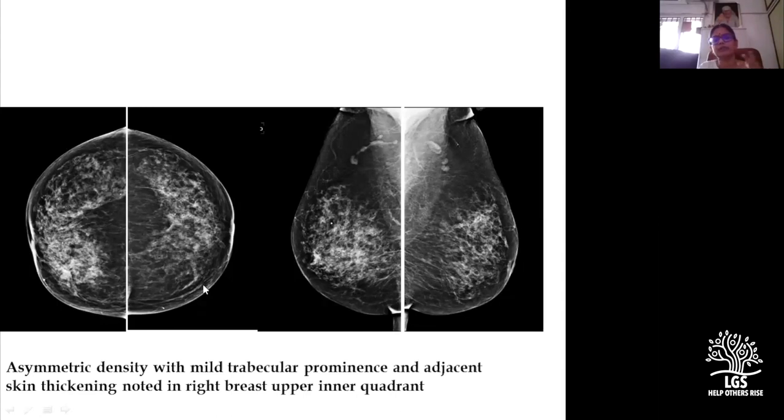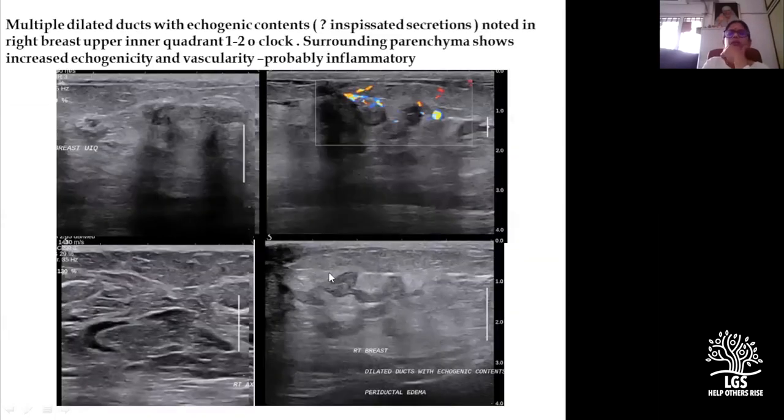In real time you can actually see that there is some trabecular prominence, and adjacent there is some skin thickening here as well, in the right breast inner quadrant. And here again, this is the MLO view, and look at the harmony here and here. There is something distinct definitely happening here. You do an ultrasound, you see there are patches of hypoechoic area with some edema. And if you put a Doppler there, there is some increased vascularity in the surrounding tissue.